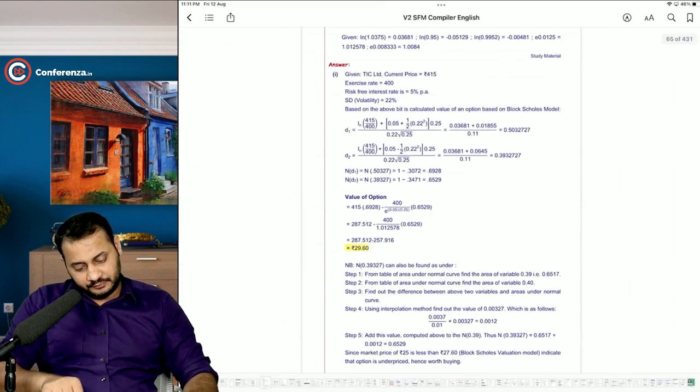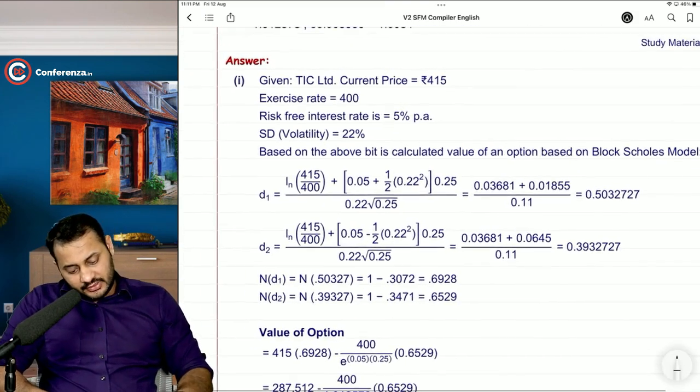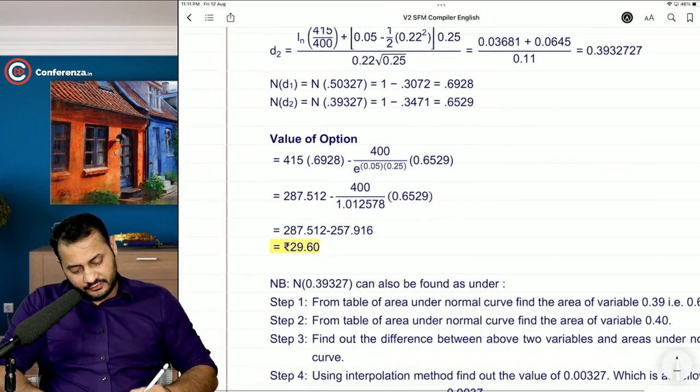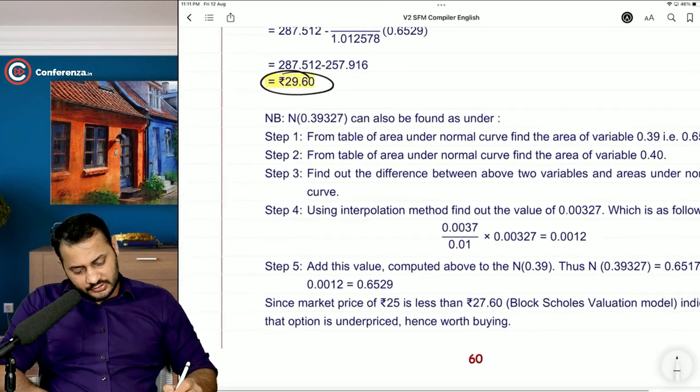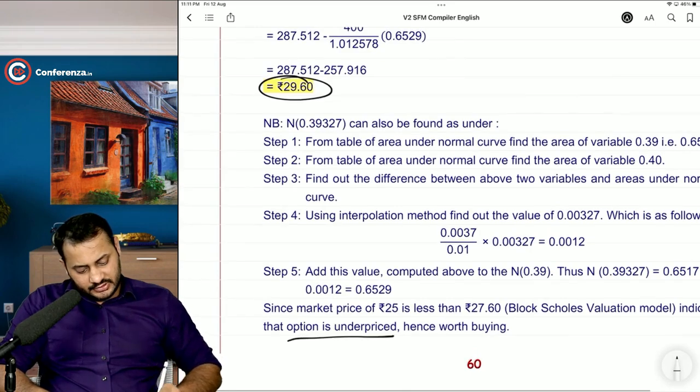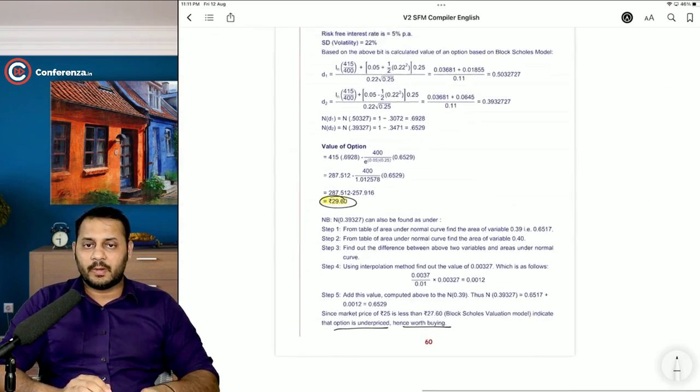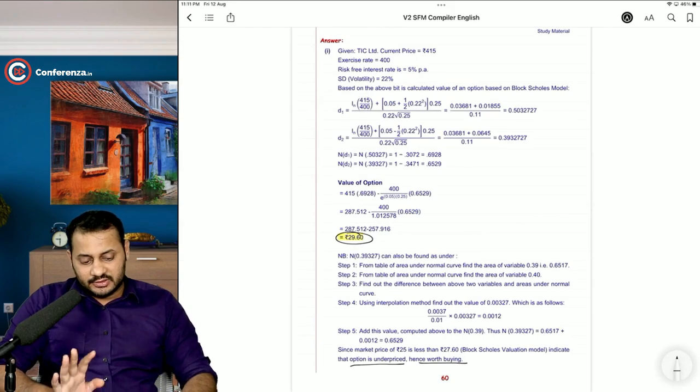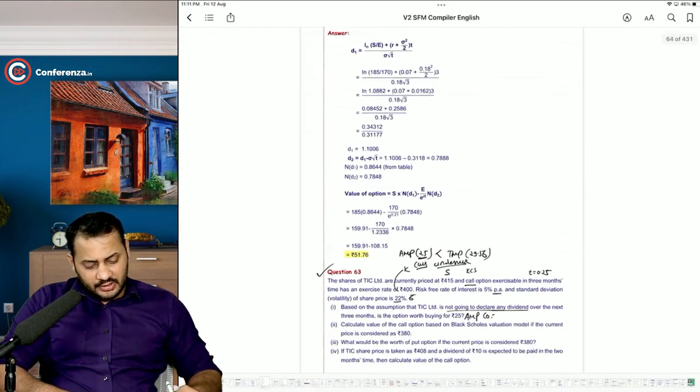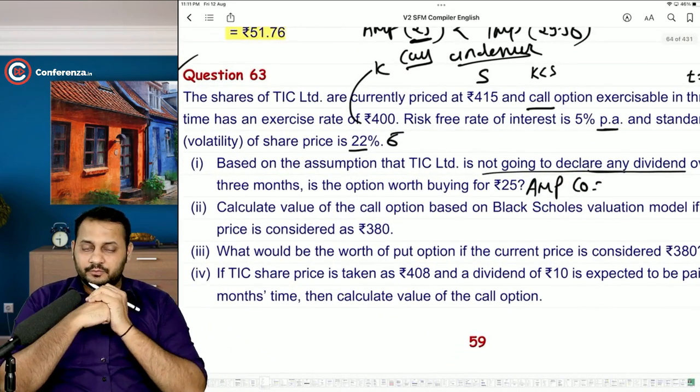Okay, sir. It's worth buying the call at 25 versus 29.60, and the option is underpriced, hence it's worth buying. Okay, you are done with this. This is how you have to solve all the questions. Let's have a look at the second part of that.